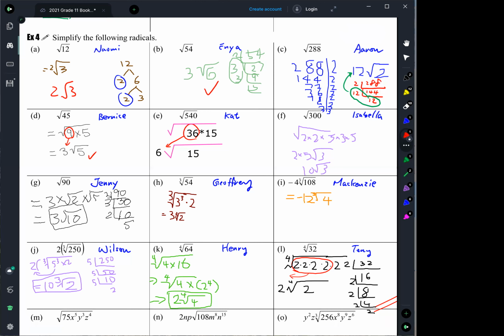Okay, for question F, so Isabella's answer here, right? She broke down into 2s and 5s and 3s, right? So if I do this one, if I use, instead of 2 first, I use 3 first. Now I'll see that I get 100. Okay, is 100 a perfect square, Isabella? Yes. Okay, what times what can give you 100? 10. Yeah, so right away I have a pair of 10, right? So 10 can go out directly.